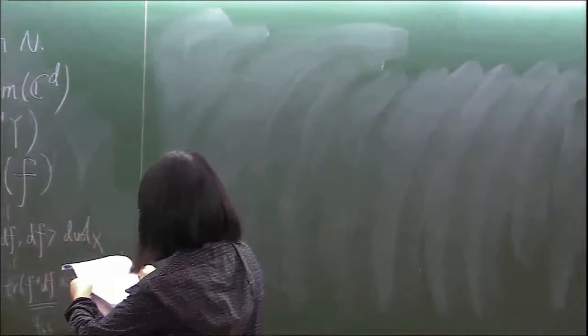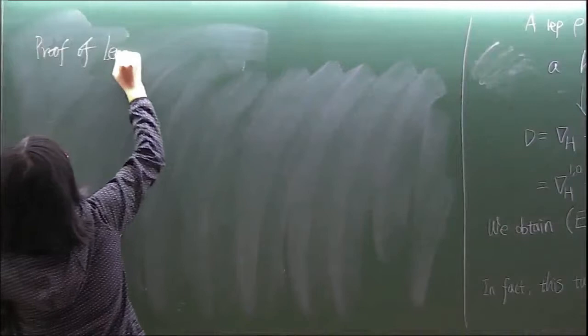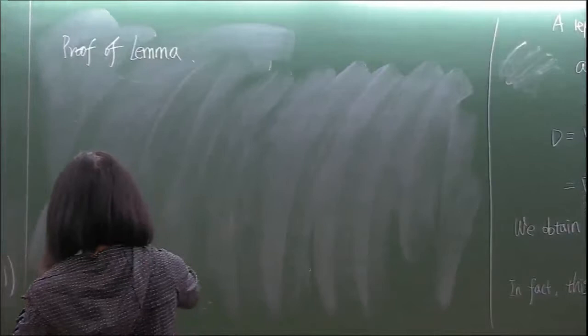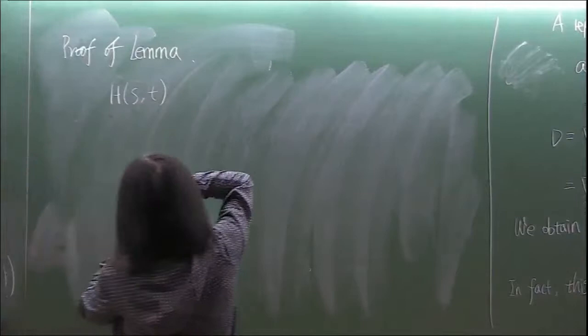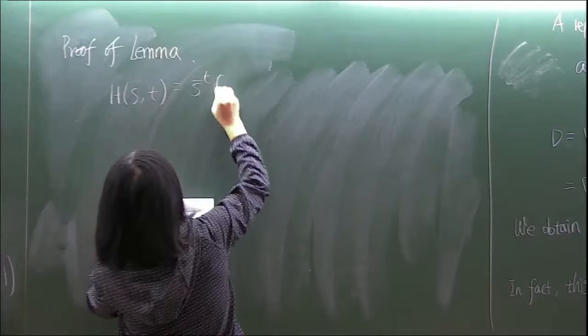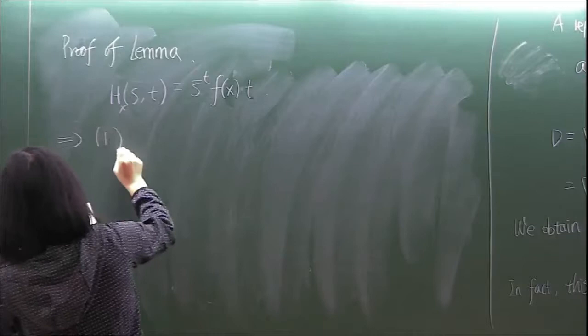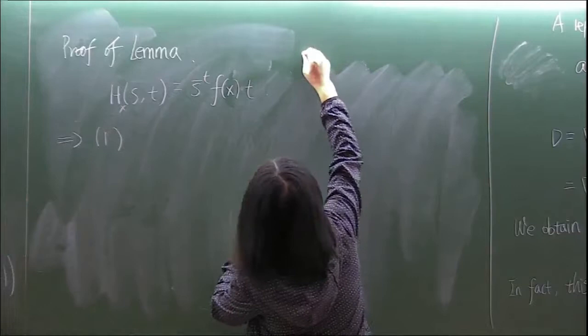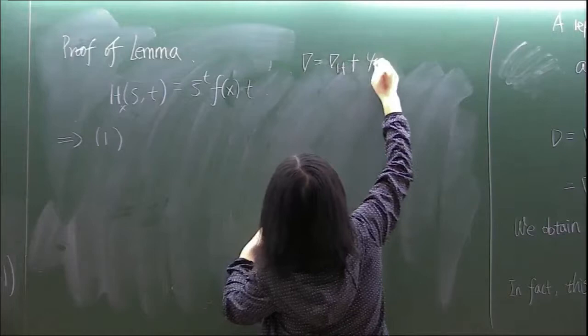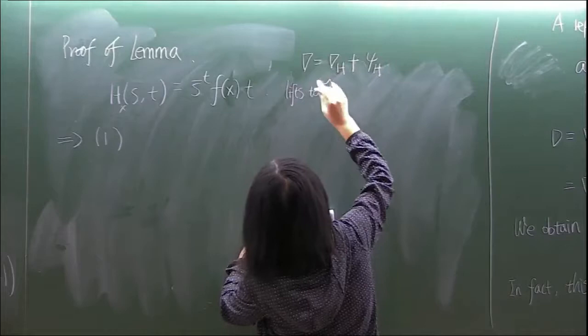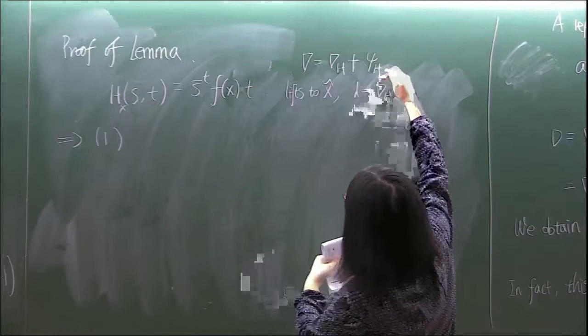So now we give a quick proof of the lemma. We just use the definition of our F coming from this H. It's S conjugate transpose times F times T. So we have two equations. The first, we need to say the original Laplace, our flat connection, decomposed into Laplace H plus psi H. But if we lift to the universal cover, our Laplace is actually B tilde plus psi H tilde, but just use the same name.